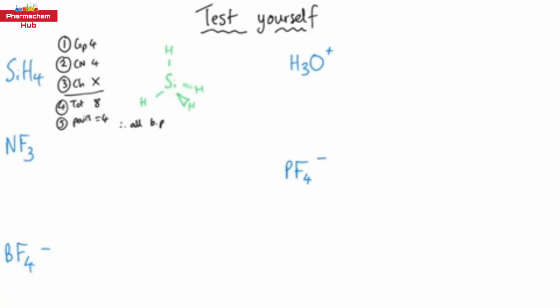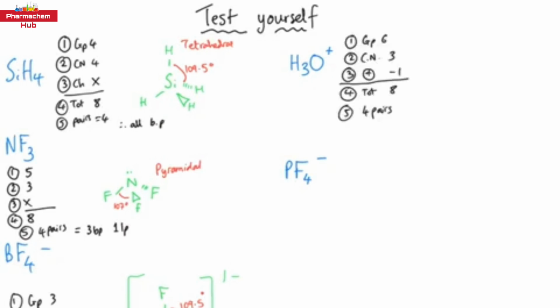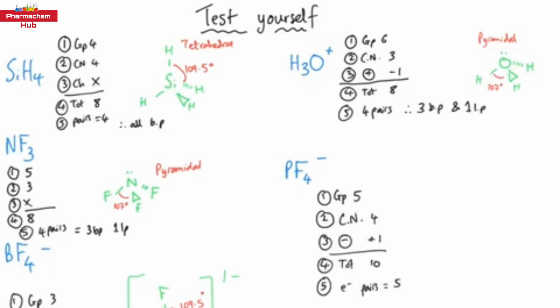Okay, so here are the answers popping up. SiH4 is tetrahedral with a bond angle of 109.5. NF3 is just like NH3, so it's pyramidal with a 107-degree bond angle. BF4- is also tetrahedral because normally B has only got 3 electrons, so we've got 8, so this is tetrahedral, 109.5. H3O+, that is like ammonia as well, so that's pyramidal, 107 degrees, and PF4- is like trigonal bipyramidal, but we've lost one of the bonds and it's become a lone pair. To be honest, you would be able to replace any of the bonding pairs with a lone pair here.